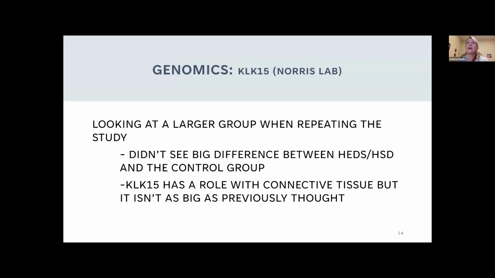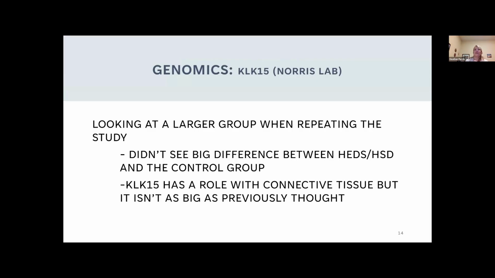So in the genomics, some of you may have remembered the Norris Labs announcement about the KLK15 gene. And this was the gene that they were very hopeful was going to describe 20% of people with hEDS and HSD. They made mice that had the gene, and all of the mice had mast cell activation and GI issues, and acted as if they had pain. They had pain behaviors. When another lab tried to reproduce their findings, they were not able to do that, unfortunately.